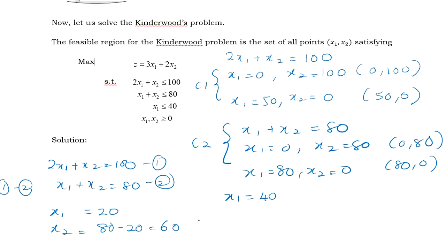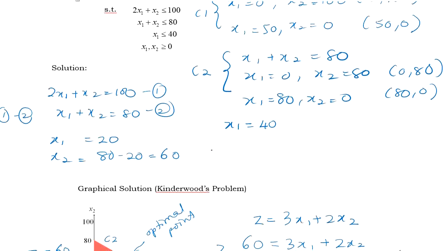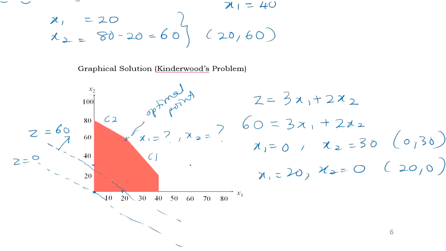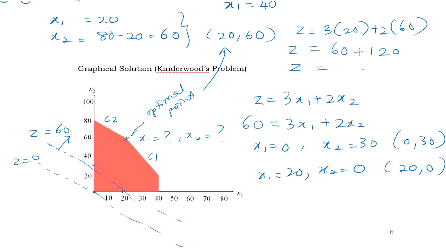So the point is at (20, 60). So for the z value, we substitute into the z function. 3 multiplied by x1 equals to 20, plus 2 multiplied by 60. So you get 60 plus 120. Therefore, the z value is 180, which is in Ringgit Malaysia.